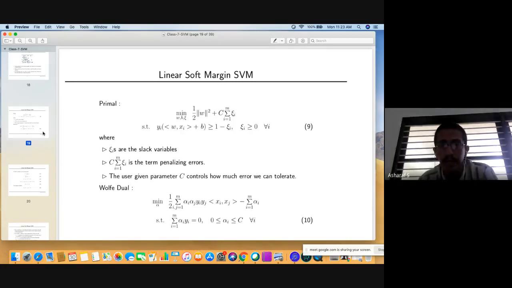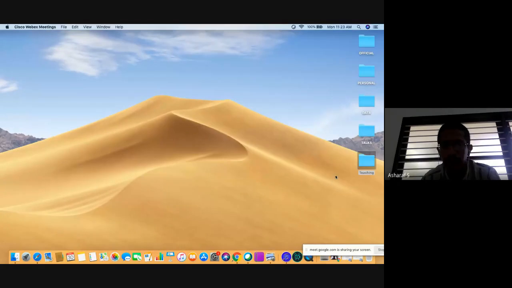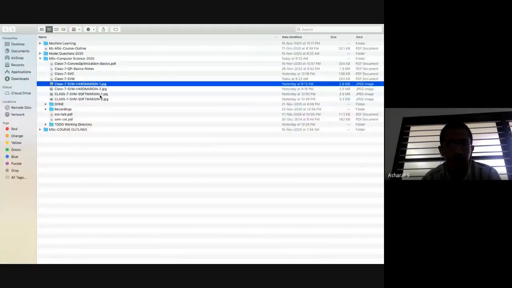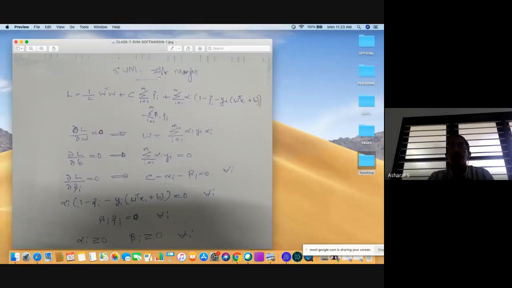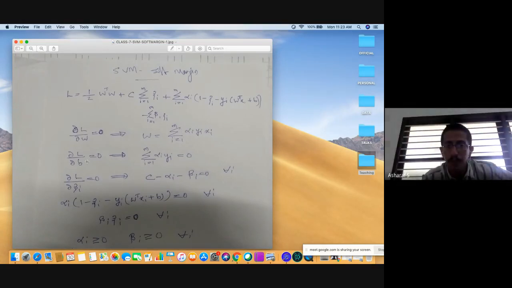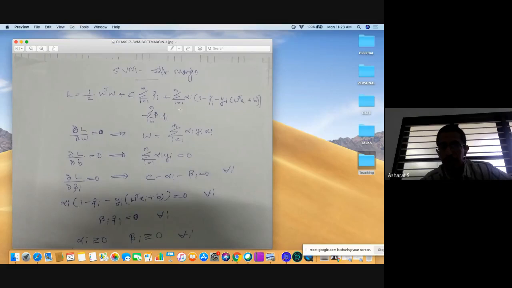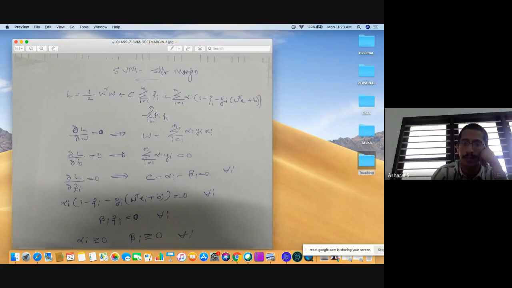Once you have the primal problem, you go through the same set of steps. You write the Lagrangian for the soft margin SVM, and you apply KKT: dou L by dou W, dou L by dou b. Now you have one more parameter, zeta, so dou L by dou zeta is equal to 0. You get complementary slackness conditions: alpha I into this thing is equal to 0. Zeta I represents the slack variable, and beta I is the corresponding Lagrange multiplier, so beta I zeta I is equal to 0 for all I. Alpha I and beta I have to be greater than or equal to 0, since Lagrange multipliers are positive.